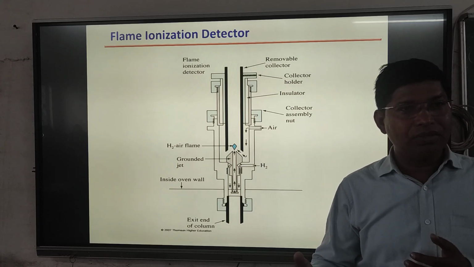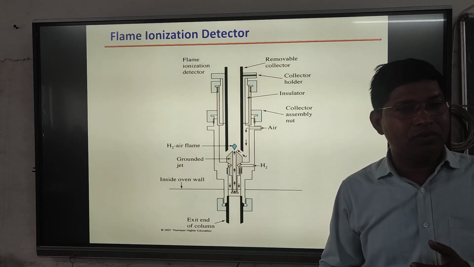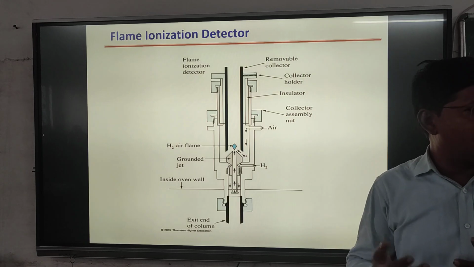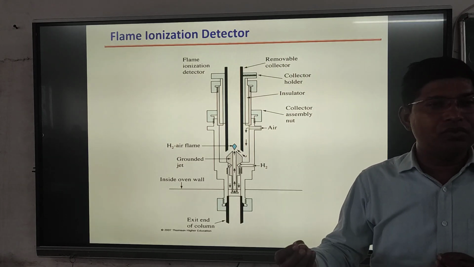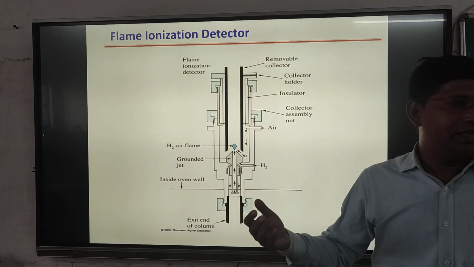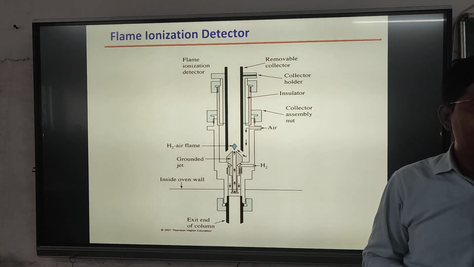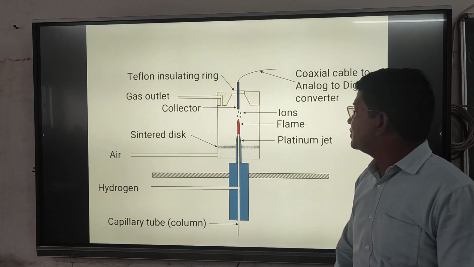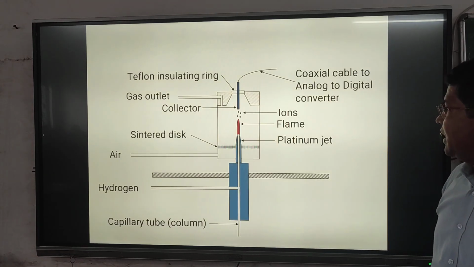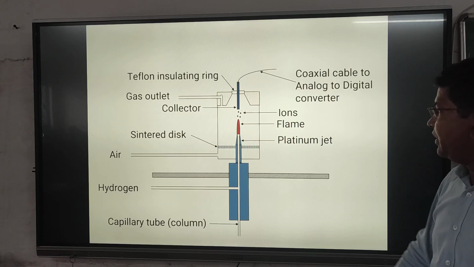The more the concentration of compound, the more will be the production of electrons, and those electrons are directly proportional to the current, and that current is digitally measured in the instrument. So this is another cross view of this flame ionization detector.